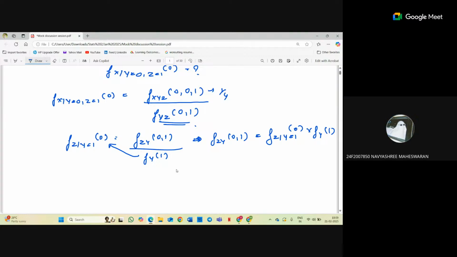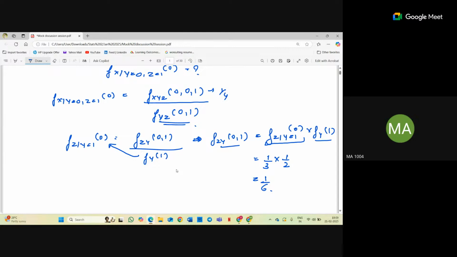Now, what is this value? 1/3 into what is this value? 1/2. So in total, we would be having 1/6. So now this value f(z, y) at (0, 1) is 1/6. Correct?